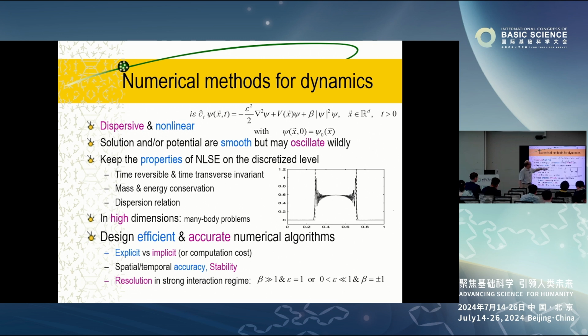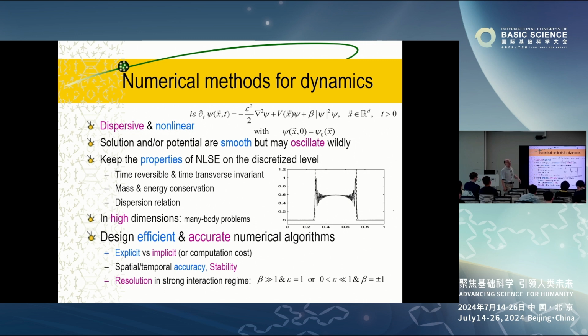And also they will be highly oscillating. This will show here is one, this is my X, my density. You can see the solution is, if you zoom in, it's smooth, but the wavelength becomes smaller and smaller when epsilon becomes small. So the aim of designing a numerical method is to keep the properties of the original problem at this level as much as possible.